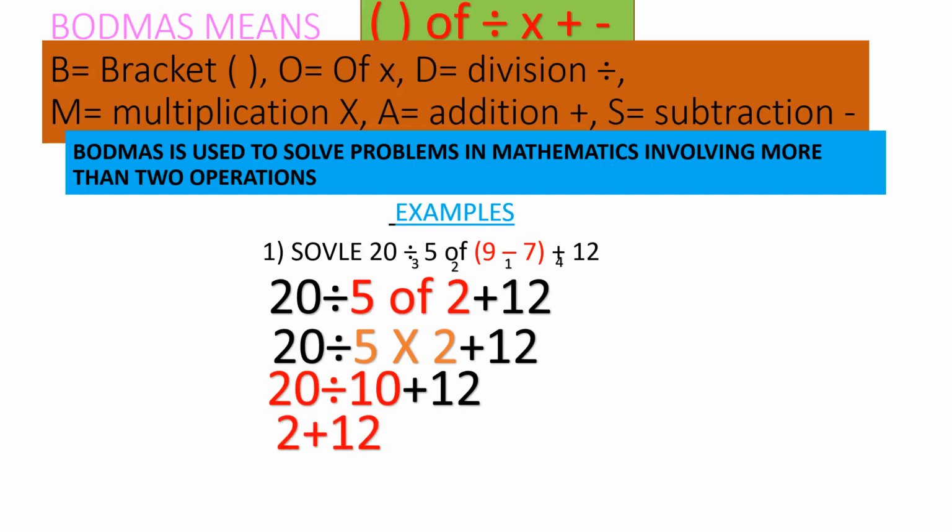And now I'll take plus 12. 20 divided by 10 is equal to 2, plus I bring down 12. So 2 plus 12 is equal to 14. So this is our final answer. So if you look at it well, we are going to see that this problem has been solved in 4 steps: from bracket to "of", from "of" to division, from division to addition, and from addition now we have our final answer. So this is how we should solve any problem that involves BODMAS.